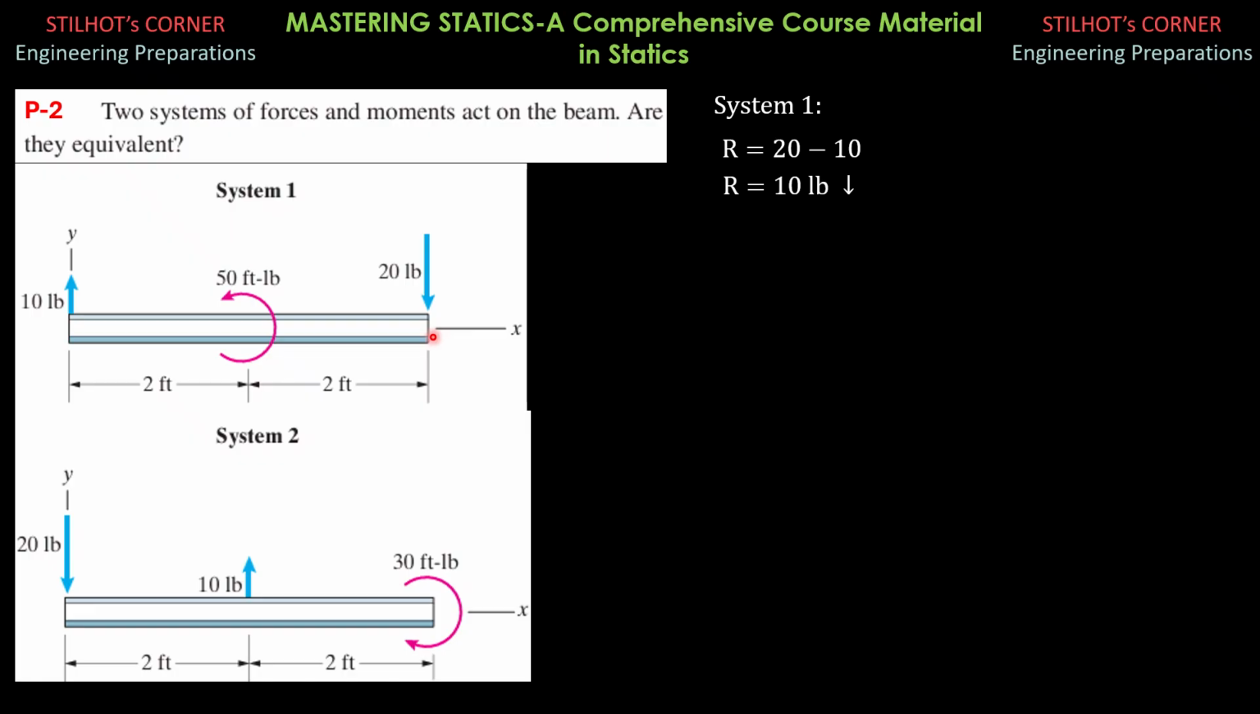Then for the moment about O, let's again assume that clockwise is positive. So it is 20 times 4 minus this counterclockwise moment, which is 50. You can make the sign convention counterclockwise positive and upward force positive if you want. You can also do that as long as you consistently follow that sign convention. So in this case, MO is equal to 30 pound-foot and it is clockwise.